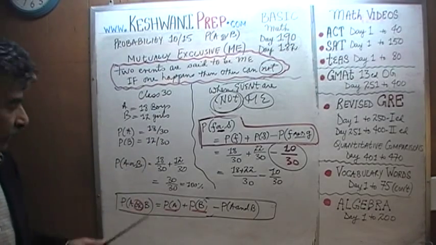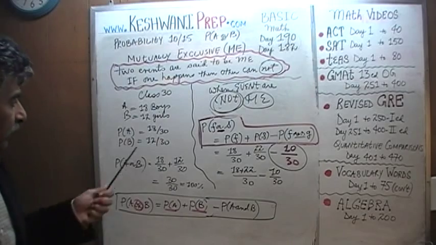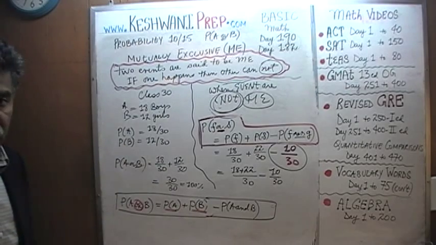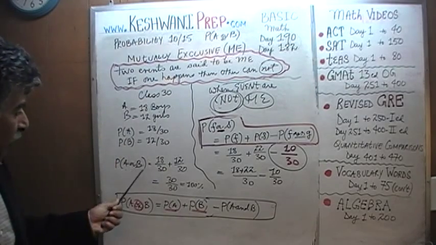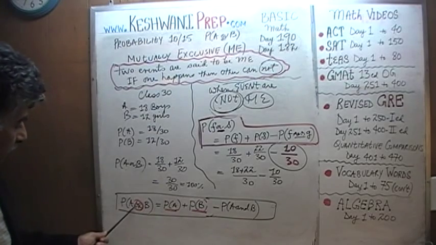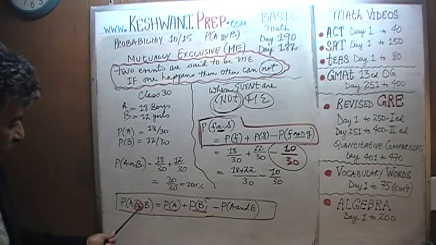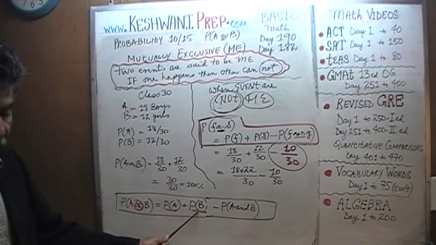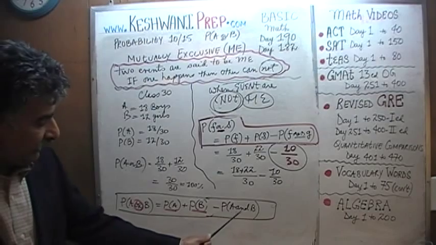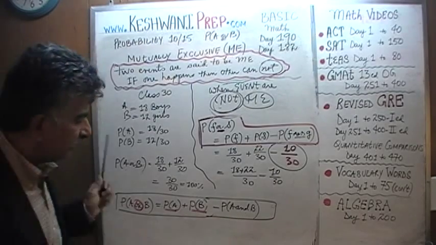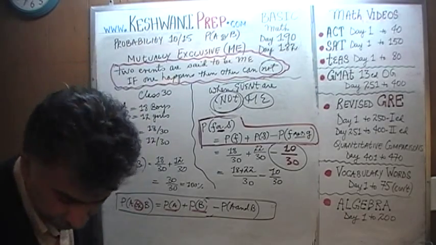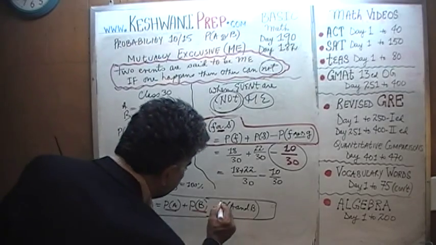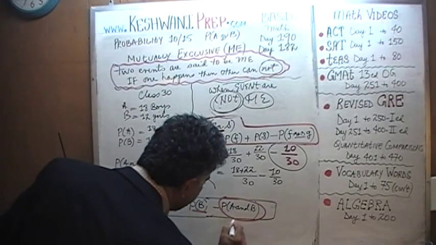It's 100%. A being the odds that you're going to pick a boy, B being the odds that you're going to pick a girl. Well, the odds of either A or B is 100%. The odds of either A or B is equal to the odds of A plus the odds of B minus the odds of A and B. But A and B here, this part right here is zero.